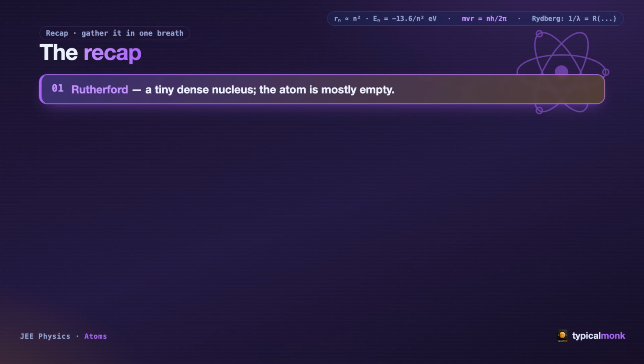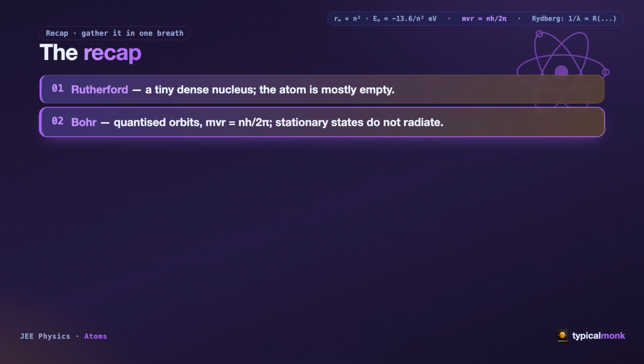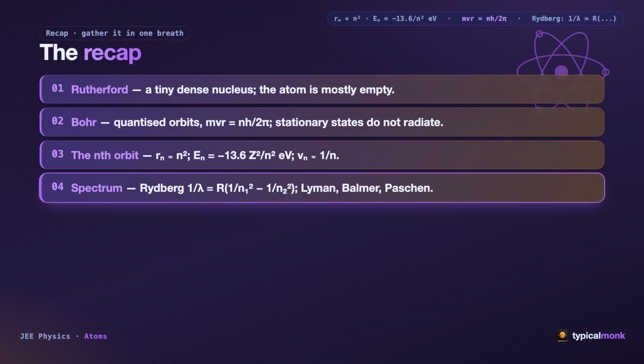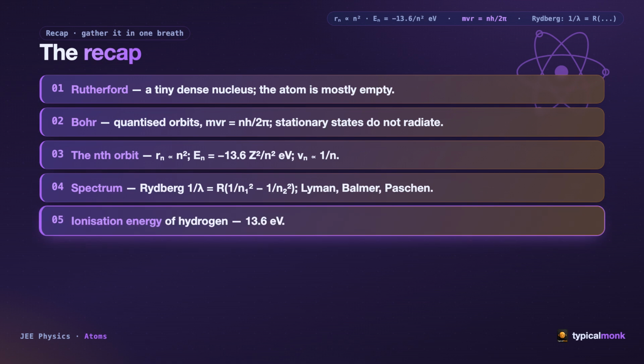Rutherford: a tiny dense nucleus, and the atom is mostly empty. Bohr: quantized orbits with mvr equal to nh over 2 pi, and stationary states that do not radiate. The nth orbit, Rn, is proportional to n squared, En equals minus 13.6 Z squared over n squared, and Vn is proportional to 1 over n. The spectrum: the Rydberg formula, 1 over lambda equals R times (1 over n1 squared minus 1 over n2 squared), and the Lyman, Balmer, and Paschen series. The ionization energy of hydrogen, 13.6 electron volts.